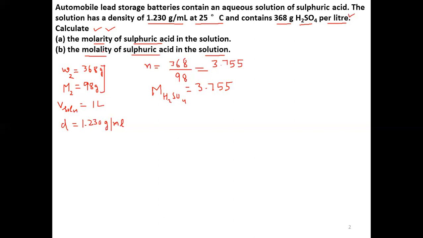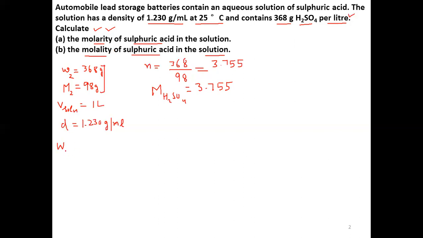Now let us recall the definition of molality. Next thing we have to calculate is molality. Molality is the number of moles of solute per kilogram of the solvent. Here it is not solution, it means per kilogram of the solvent. Now here we are not given the weight of solvent, but we are given volume of solution and the density of solution. From this we can calculate weight of solution.